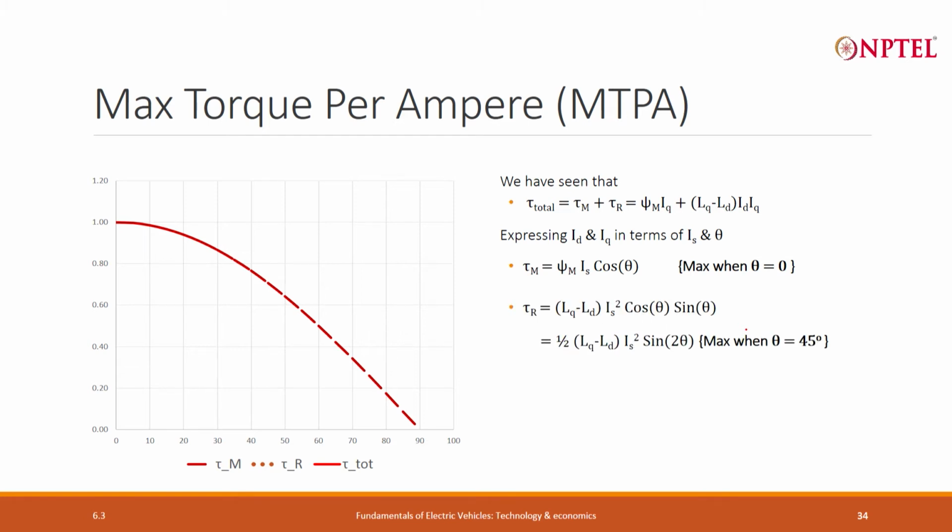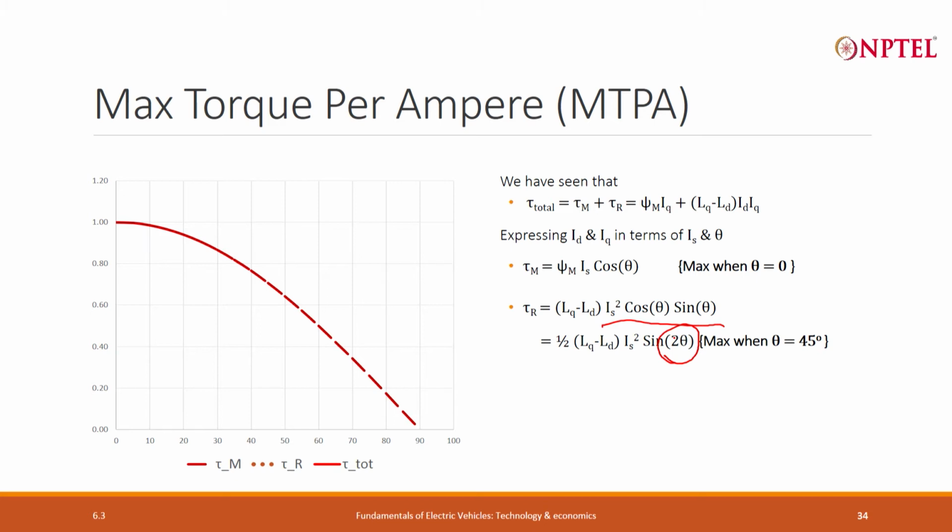Next, let us see what happens to the reluctance torque. The reluctance torque is LD minus LQ into ID into IQ. ID into IQ is IS into cos theta multiplied by IS into sin theta. So, I can say that it is equal to IS squared cos theta sin theta. But cos theta into sin theta is nothing but half of sin 2 theta. So, here is the trick term.